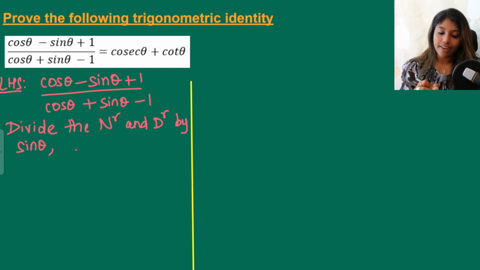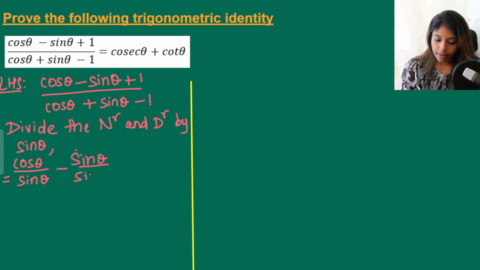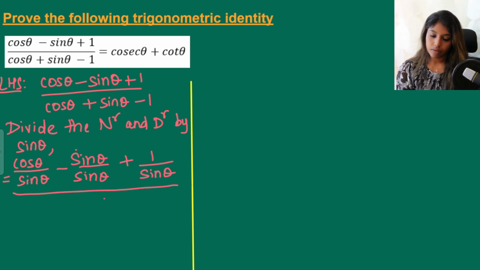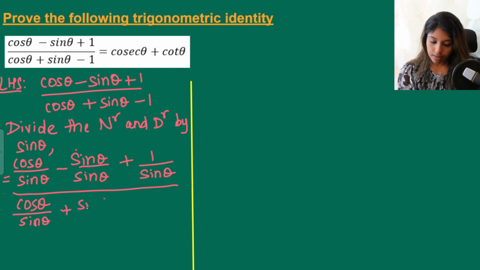Now when you divide, you will divide each term by sin theta. So let's do it together. Cos theta divided by sin theta minus sin theta divided by sin theta plus 1 divided by sin theta. Similarly, when you divide the denominator by sin theta, you get cos theta divided by sin theta plus sin theta divided by sin theta minus 1 divided by sin theta.